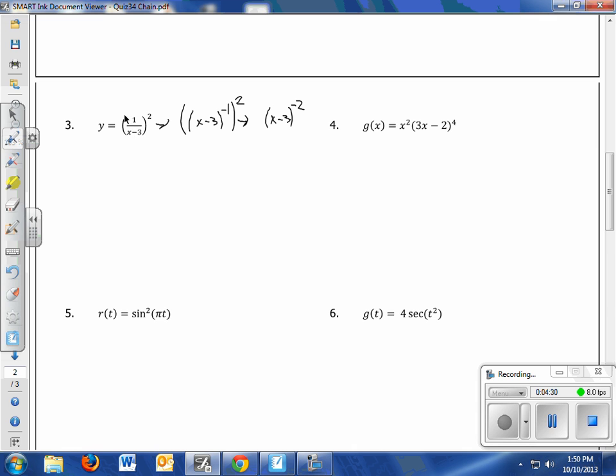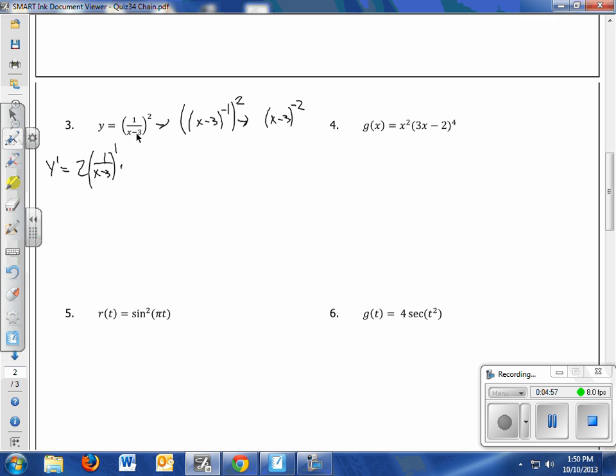Say you did it like it is and you used the quotient rule and you kept this as it was. So the outside would be big X squared. The derivative of x squared is just 2x. So we would write that my derivative is 2 times 1 over x minus 3 to the first. I subtracted 1 from that 2. Times the derivative of my inside.